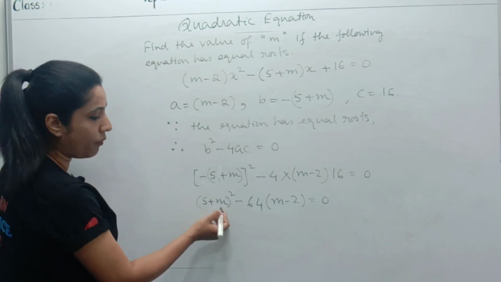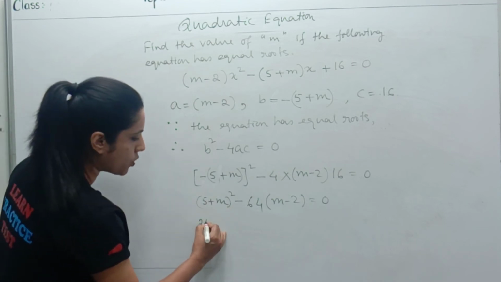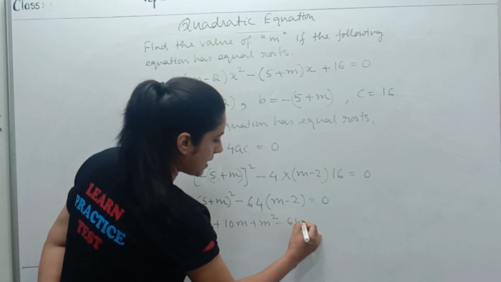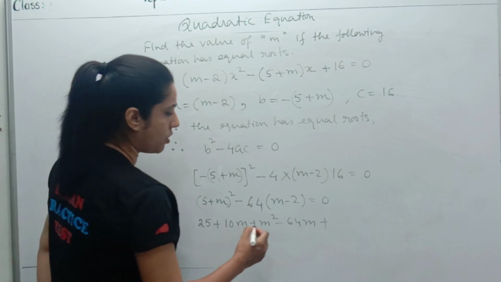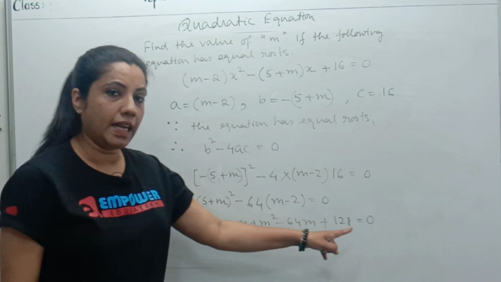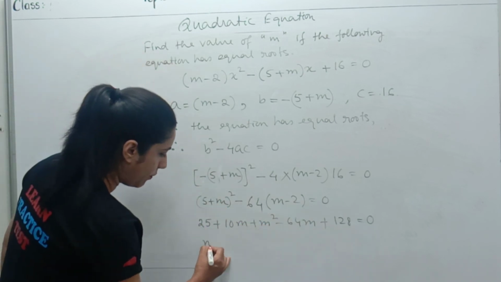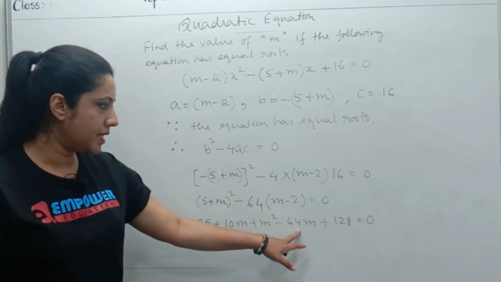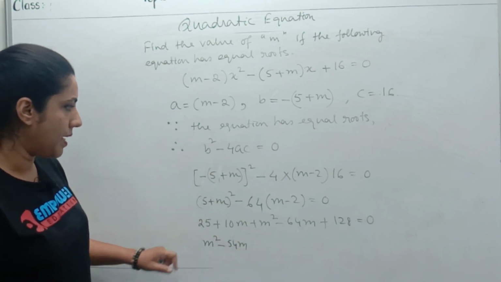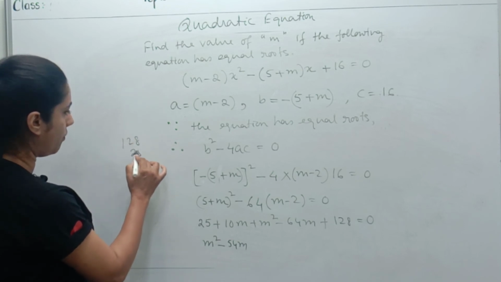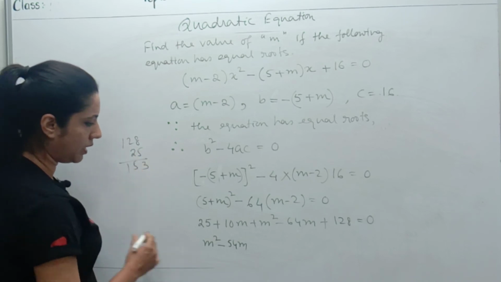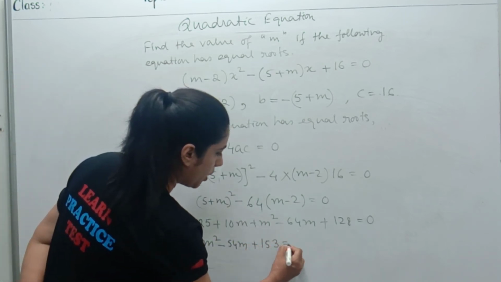Now expand it in the form of (a plus b) whole square. That's 25 plus 10m plus m square minus 64m plus 64 into 2, which is 128, equal to 0. So we are again getting a quadratic equation. Take m square first. 10m minus 64m will give you minus 54m, and 25 plus 128 will give you 153, equal to 0.